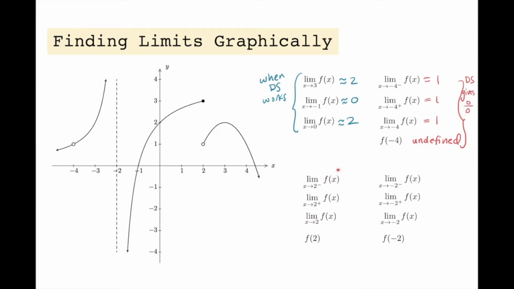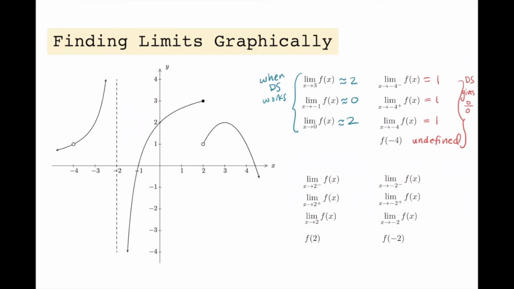The next set, down at the bottom left, is looking at what happens as x approaches 2. If we look at what's happening on the graph at x equals 2, we see that there is a jump. This might be indicated by a piecewise function if we had a formula for it. But we don't need to know a formula. We're just trying to estimate this by looking at the graph.